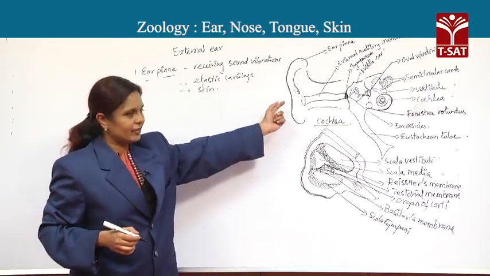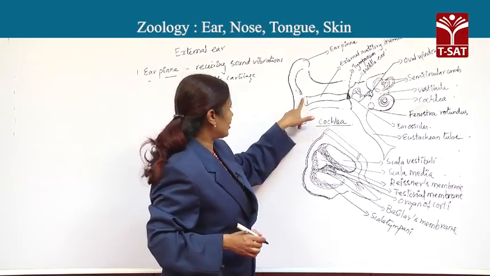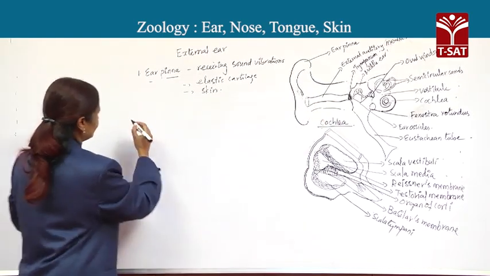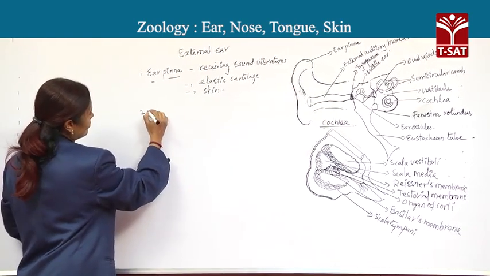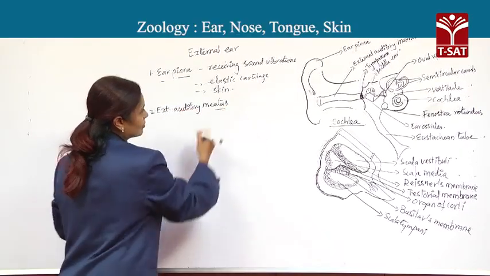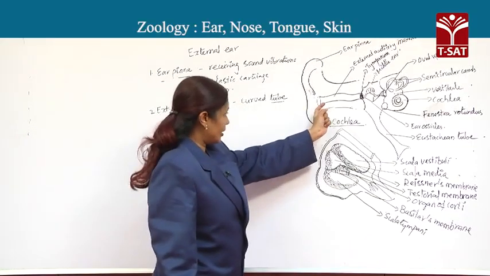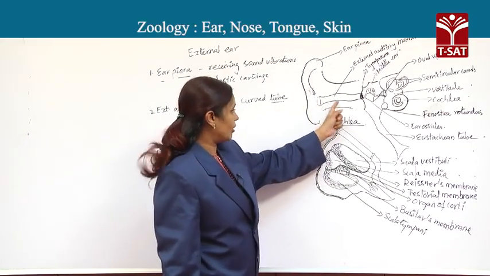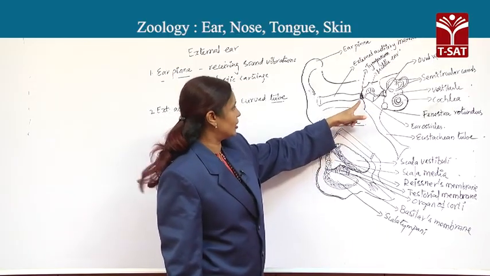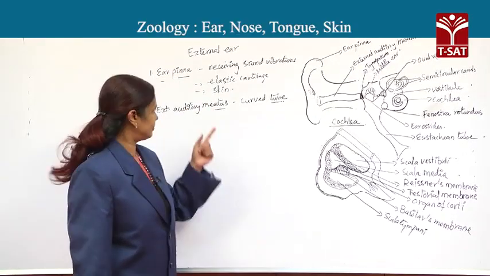Next, the second part of it is external auditory meatus. It is a curved tube-like structure. Number two, external auditory meatus, a curved tubular structure. This auditory tube or auditory canal ends in a delicate membrane structure, the tympanum or eardrum.